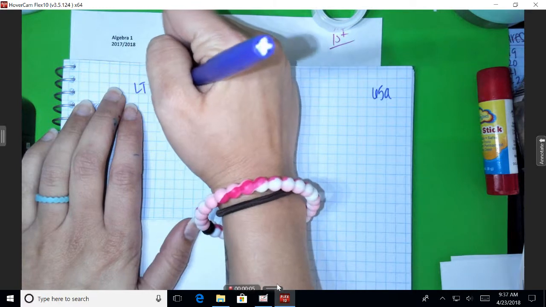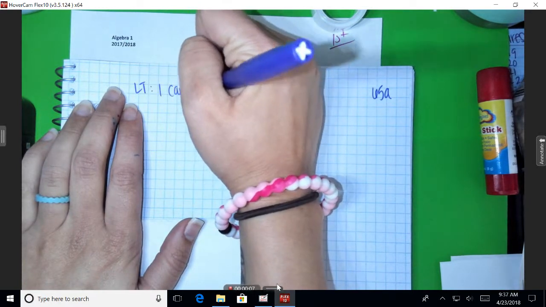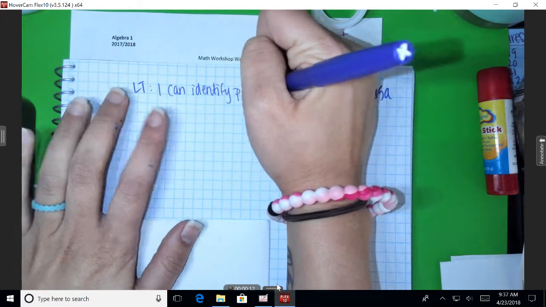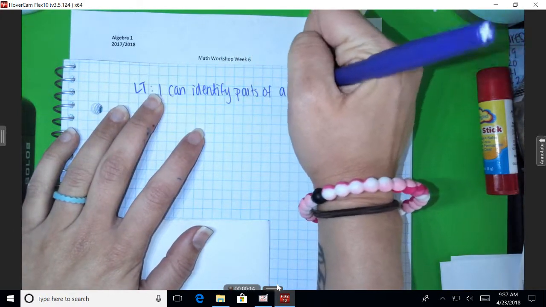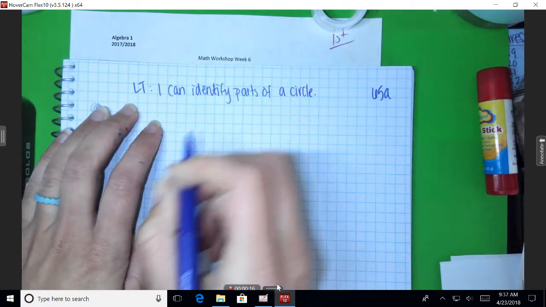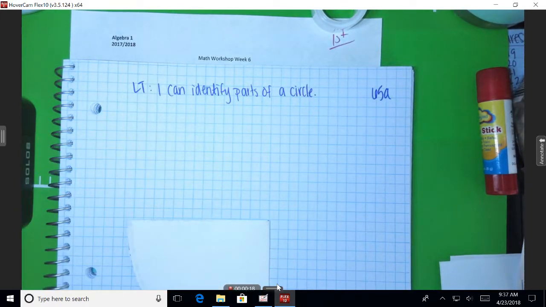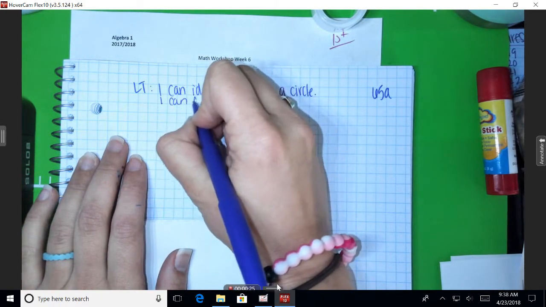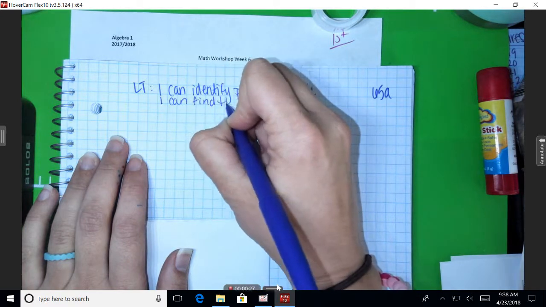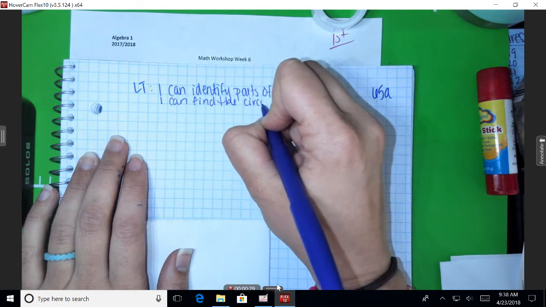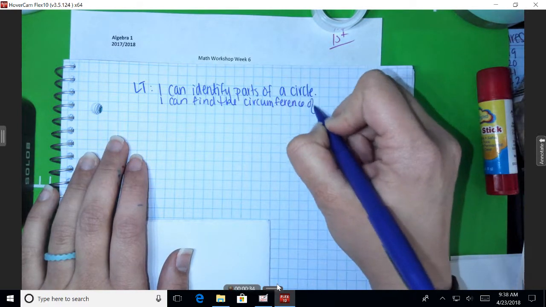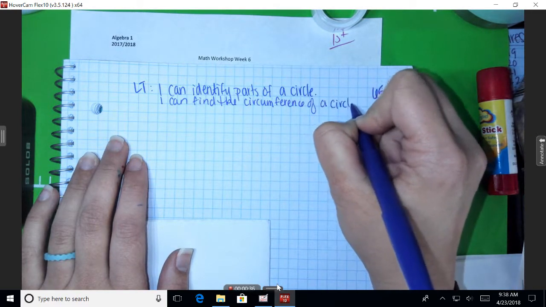Says I can identify parts of a circle. You have two. So the first thing we're going to do is identify parts of a circle. The second thing, I can find the circumference of a circle.